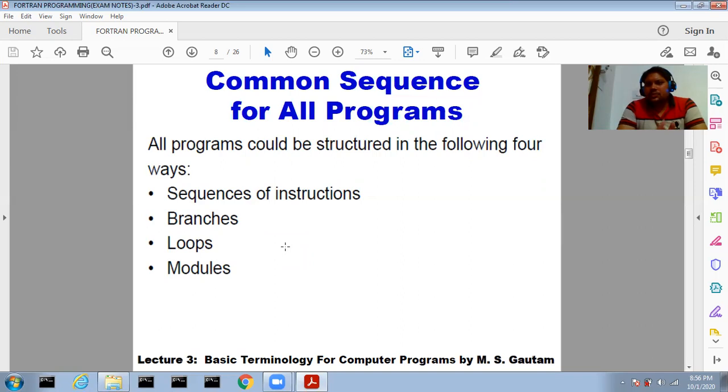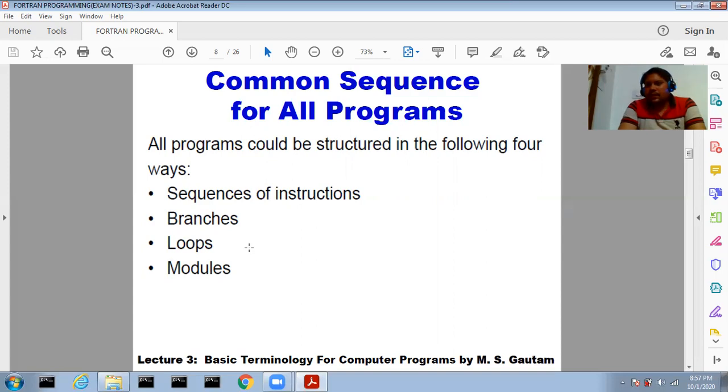This structure is common to all type of program, irrespective of the language used for the program. This is a common feature of all programs when we use C language. This is also a common feature of all programs when we use C++, or Java, Pascal, or Fortran language. So basically, we focus on the Fortran language.